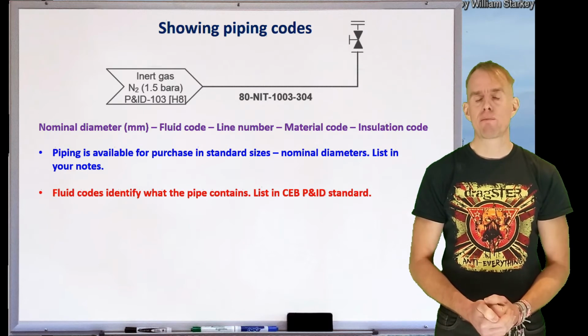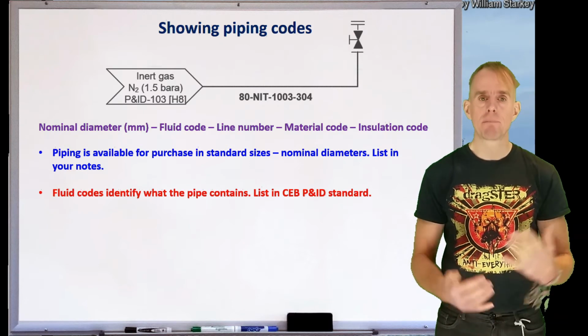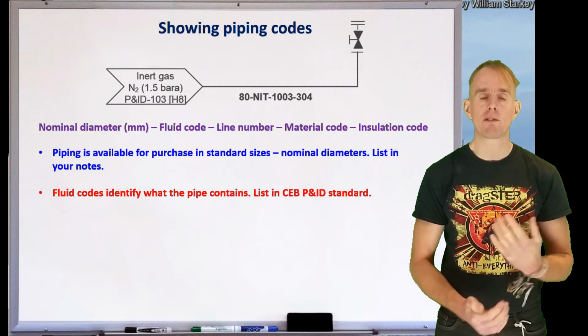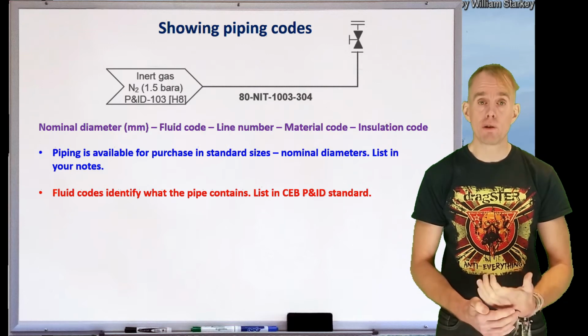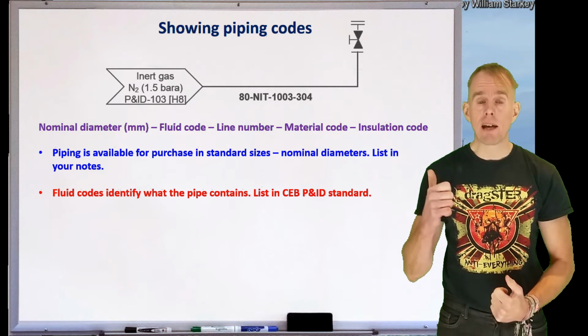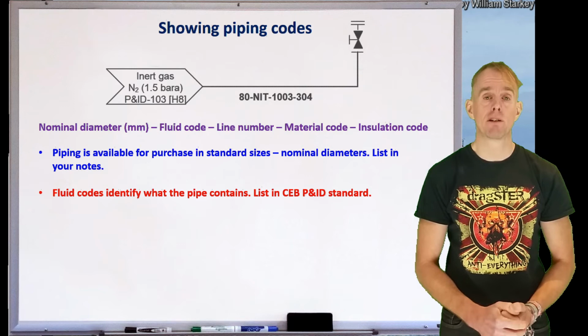The next item of information is the fluid code. Again, there are many different ways of doing this. On the CEB P&ID standard, I've put a list of fluid codes that you should use for your P&IDs. NIT, in this case, refers to nitrogen.